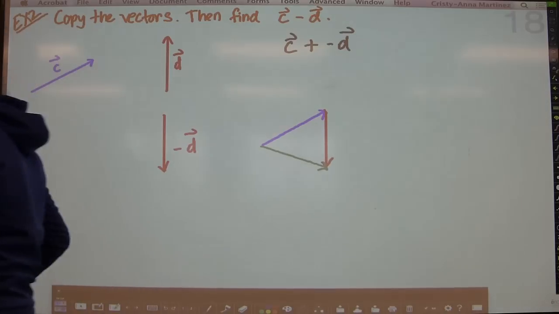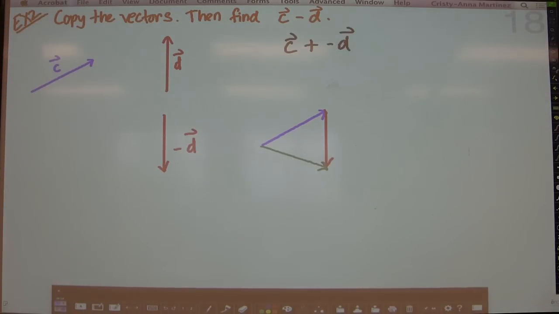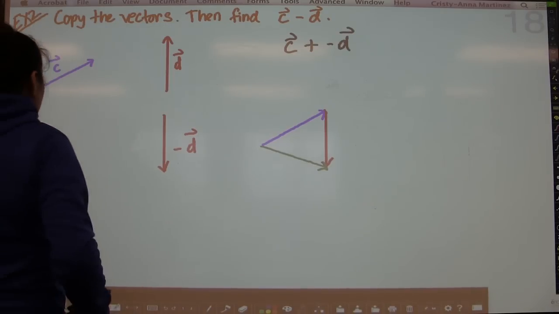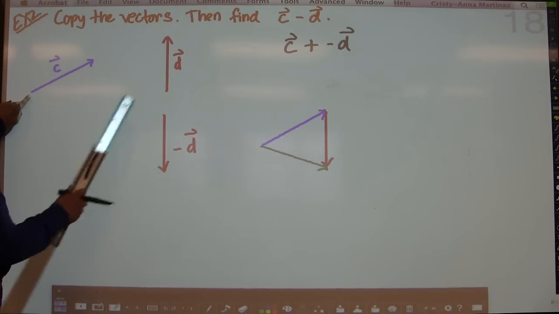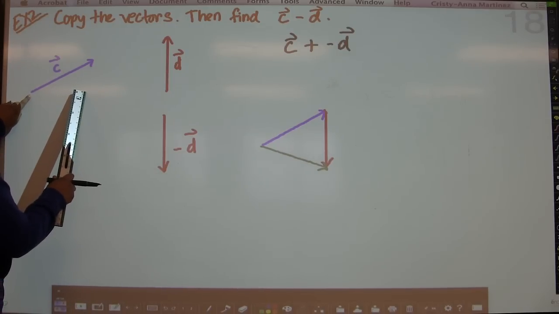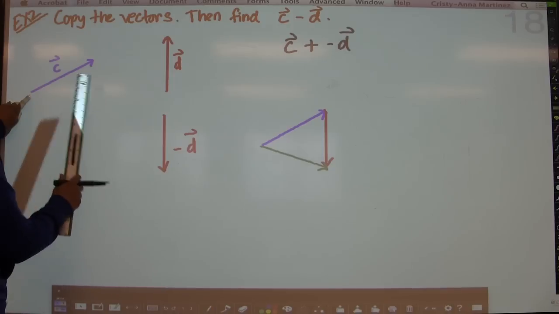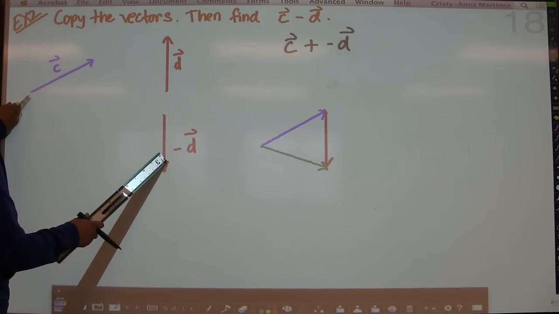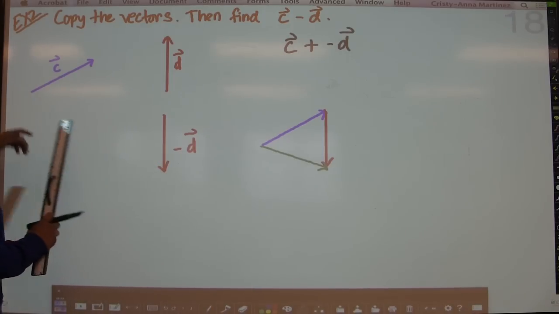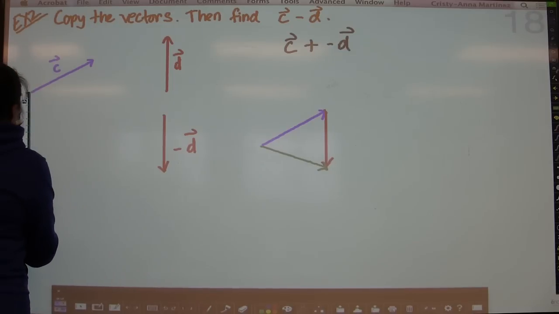That's using the triangle method, but if you want, you could even do the parallelogram method, but it would be the same thing. So in that case, I'm going to go ahead and do it here instead of redrawing vector C. The parallelogram method is to take this vector and then put my negative D vector tail to tail. So I'm going to put that right here.